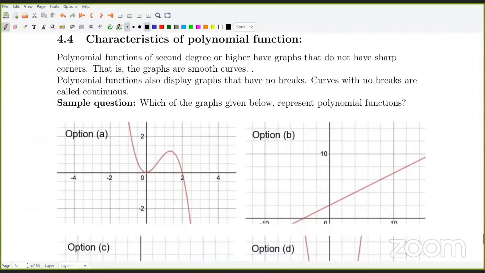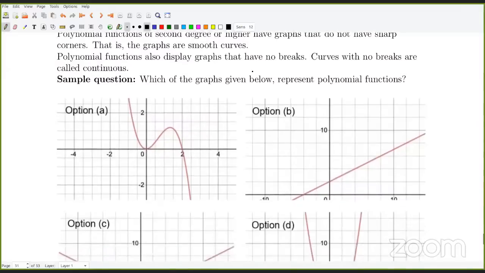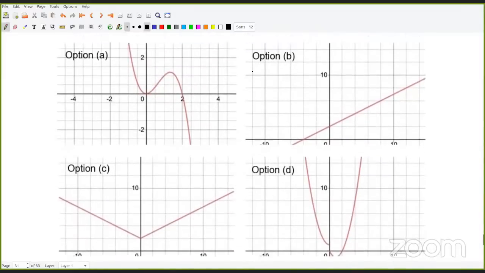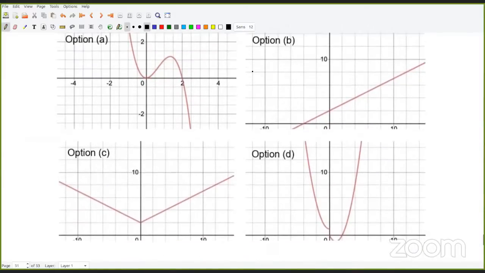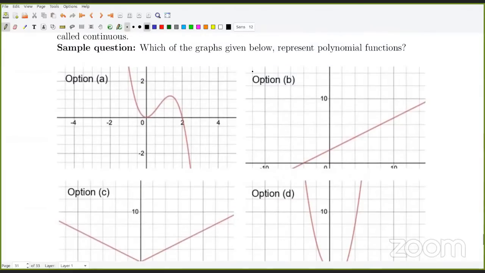Now, how do you find, when a graph is given to you, whether it is a polynomial, straight line, or quadratic? You see there are 4 graphs given to you. Can you tell me which one is a straight line? Option B. B will be the straight line. Which one is the polynomial? Option A, sir. Yeah. Polynomials are always smooth curves.